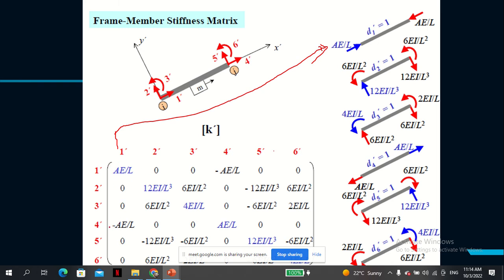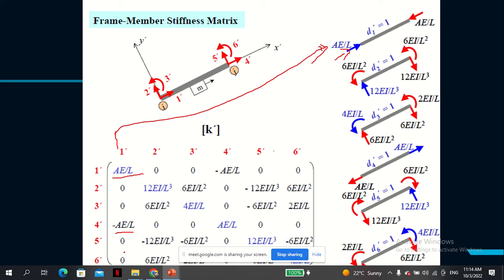Then the fourth value now refers to the other direction. If this is a positive direction, in the other direction it has to be negative. So the first value is AE over L, the second one is 0, the third is 0, and the fourth one is the opposite. The rest of those are 0. So that is for the axial force.